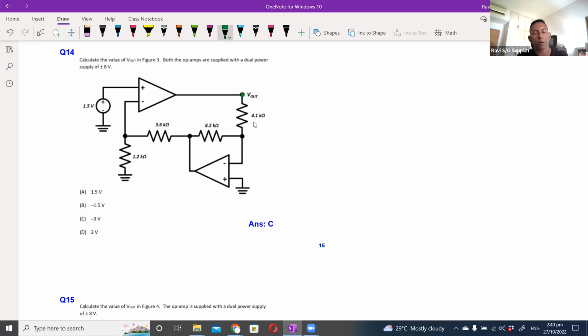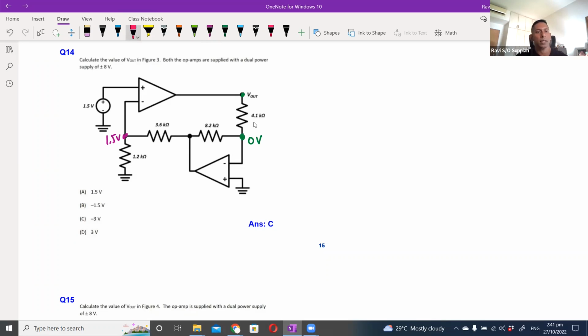For this bottom op-amp, we know that the positive terminal is connected to ground, which means that this point here is also 0 volt, correct? V plus is equals to V minus. And we know that for this first op-amp here, the positive is connected to 1.5 volt, which means that this point here is also 1.5 volt. So that is what we can straight away see from the circuit.